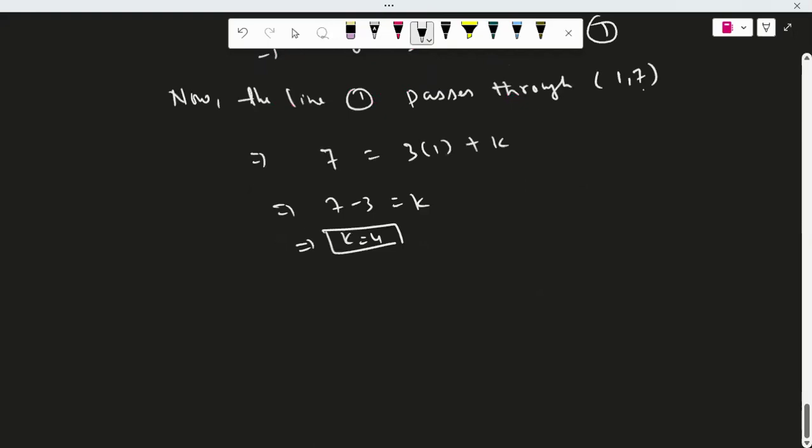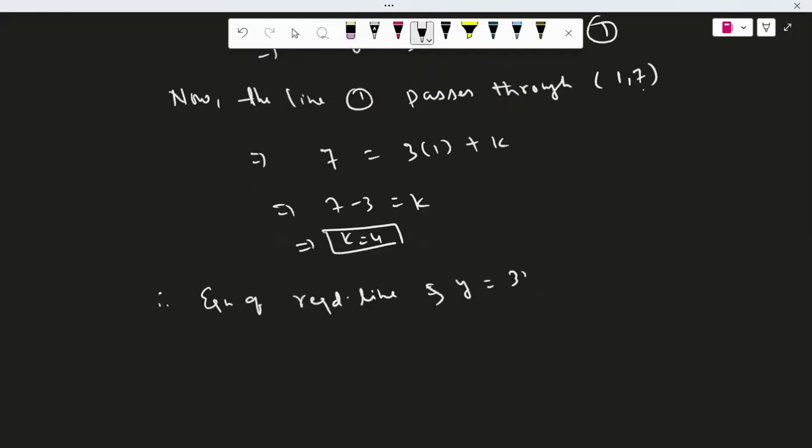Now put the value 4 of k to get the equation. Therefore, the equation of the required line is y equals 3x plus 4. This will be the answer. You can even check the answer.